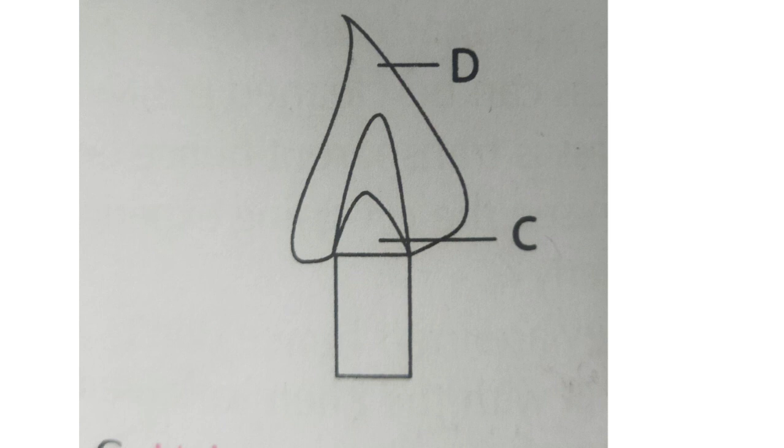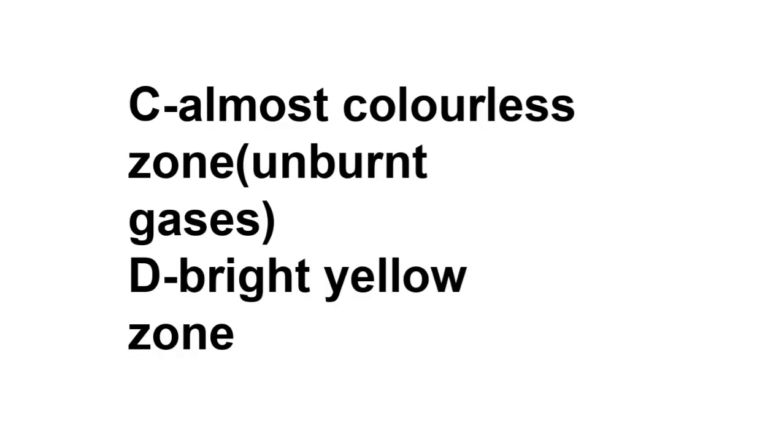Remember, I just told you that the outer pale blue zone is normally invisible. So you assume it is not shown in this particular diagram. Then you know part C is the almost colorless zone, which consists of unburnt gases, while part D is the bright yellow zone. So that is how you look at it.